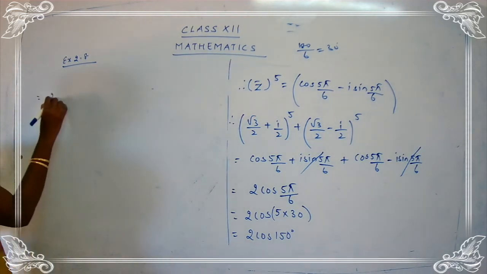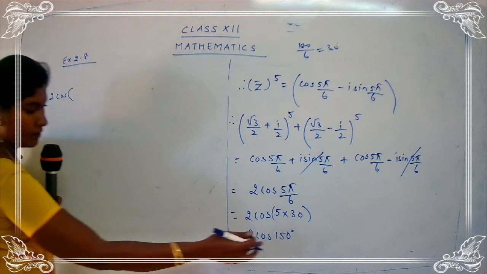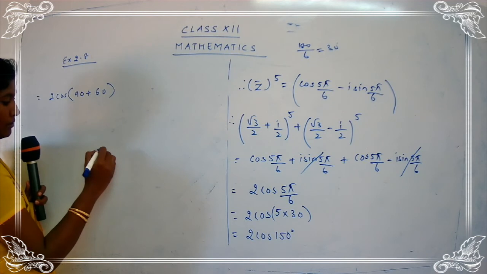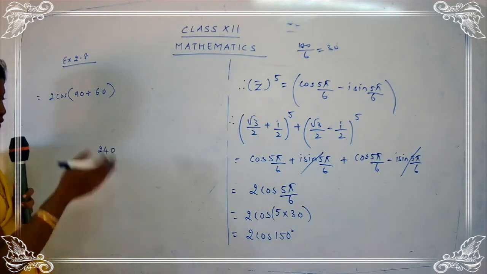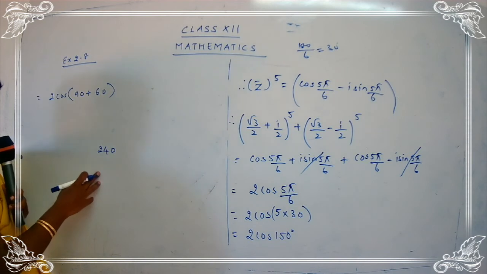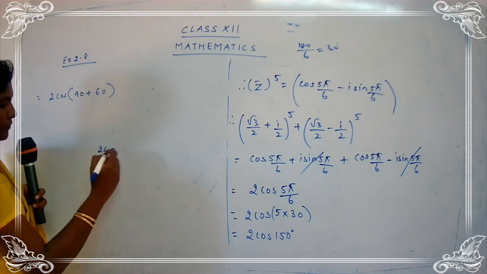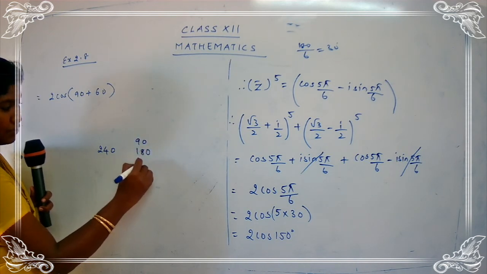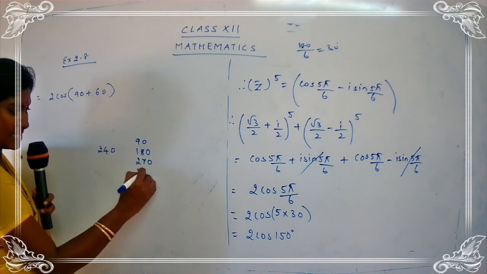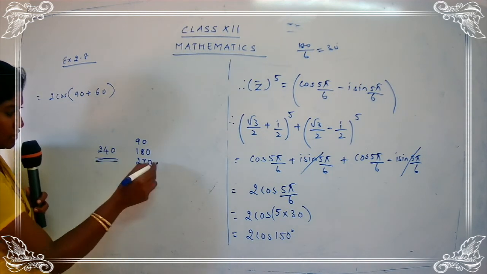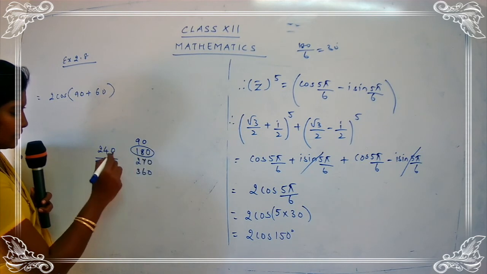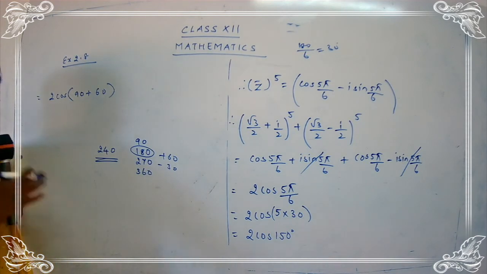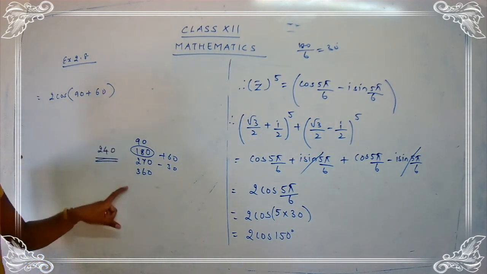This is equal to 2 cos of 90 plus 60. We have already done this: if it is 240, we change it accordingly. How do you change 240? Write 90, 180, 270, 360 and so on, then see which is closer. So we can write 180 plus 60, or you can put 270 minus 30. So you can just change this in terms of multiples of 90.